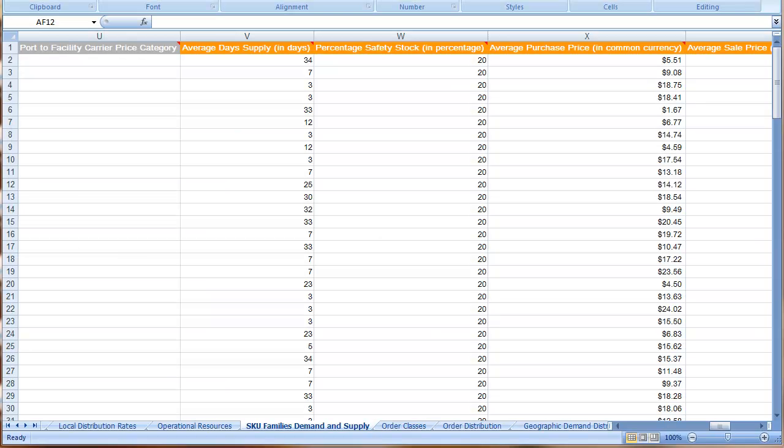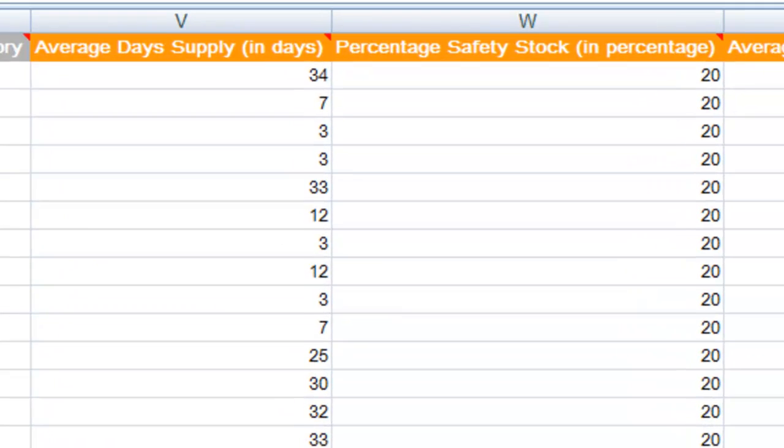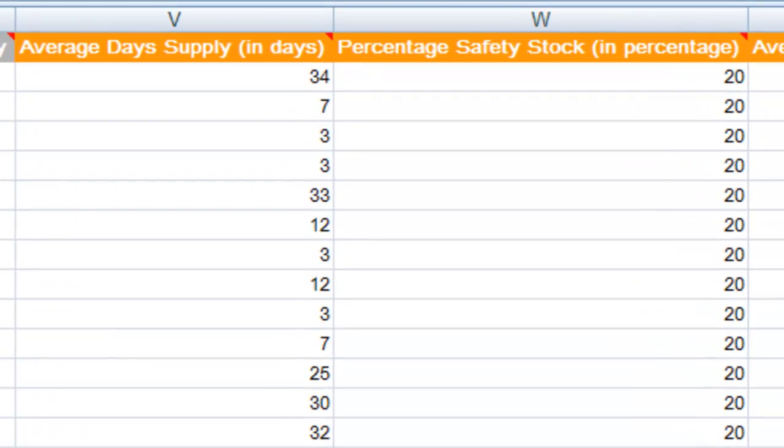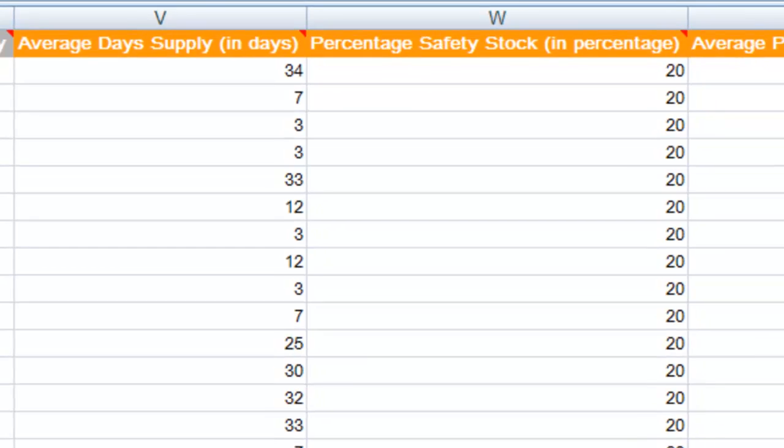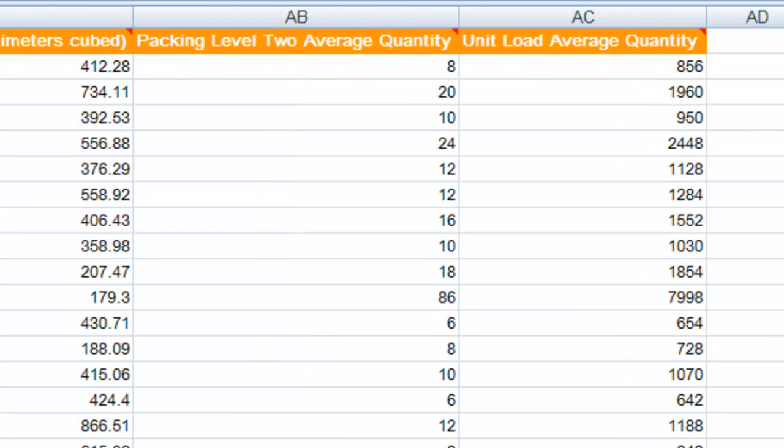The average day supply indicates the planned day supply for the SKUs in the family that will be maintained during the clone run. It also represents the replenishment lead time for the product family. Percentage safety stock indicates the percentage safety stock for the SKUs in the family that OC will maintain during the clone run. Unit load and packing level 2 average quantity is used by OC to interpret the packing levels for the SKUs in the family.